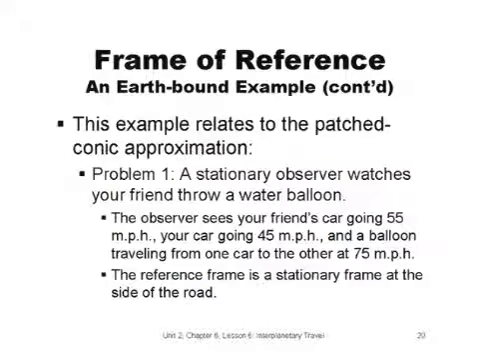We're going to continue our balloon example using the patch-conic approximation. Follow along so you're sure you understand how this works. Initially, Jerry, standing by the side of the road as a stationary observer, watches your friend throw a water balloon. The observer can see that your friend's car is going 55 miles per hour, your car 45 miles per hour, and the balloon traveling from one car to the other at 75 miles per hour. The reference frame is a stationary or fixed frame at the side of the road.